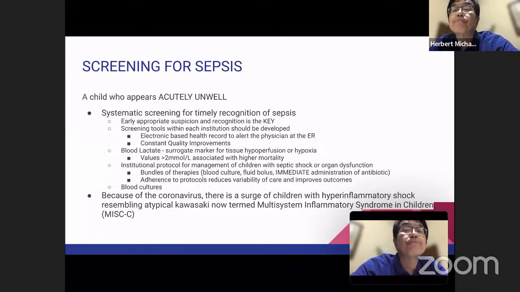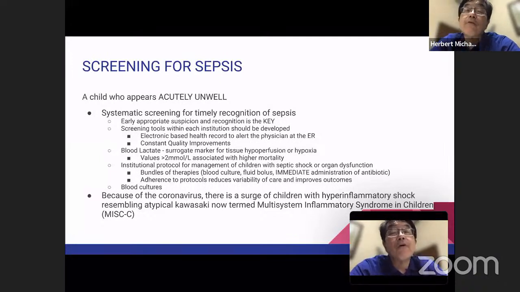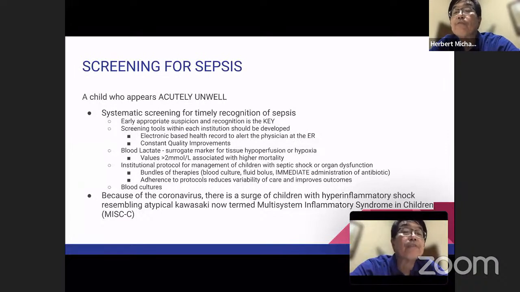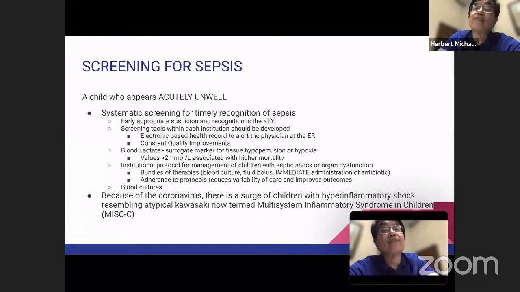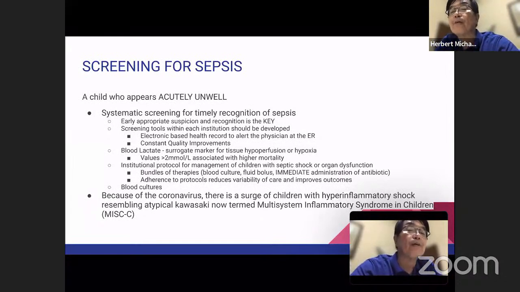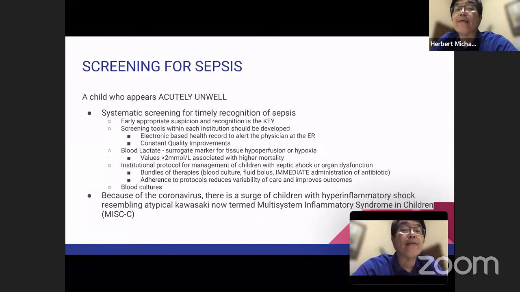Now, because we're still in the pandemic, I've added that because of this coronavirus, there is still a surge of children with the hyperinflammatory shock that may resemble a typical Kawasaki, which is now termed as the multi-system inflammatory syndrome in children. So this is something that I will not talk about because it will be another long lecture.